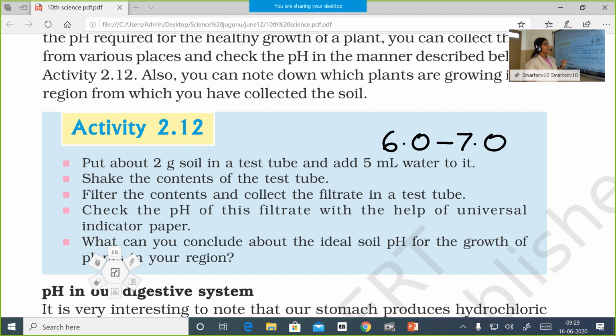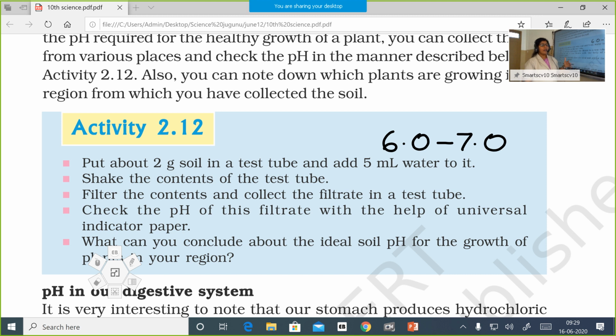Suppose you test the pH of soil and you find that it is acidic in nature, what should you do? You add bases like lime, so that they neutralize the excess acidity and bring the soil back to neutral. Otherwise, if you find that the soil has a pH value above 7, what is your conclusion? The soil is basic.